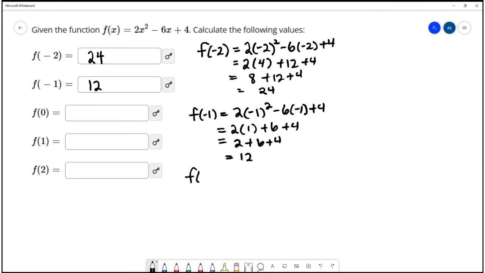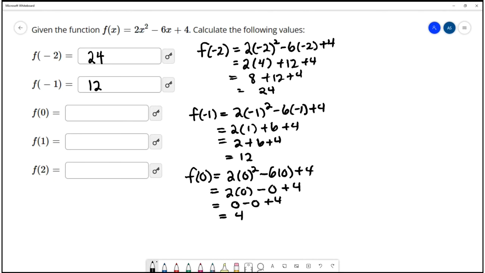Let's do that again with the next one, f of 0. 0 is what we replace x with. 2 times 0 squared minus 6 times 0 plus 4. We're going to follow order of operations and apply the exponent first. 0 squared is 0. 6 times 0 is 0. Carry down the plus 4. 2 times 0 is 0. Minus 0 plus 4 gives me 4. F of 0 is 4.